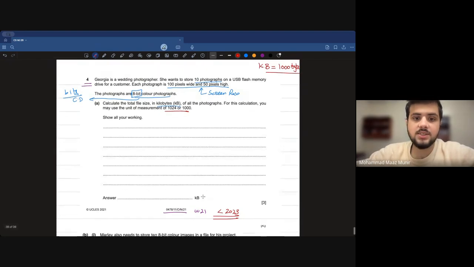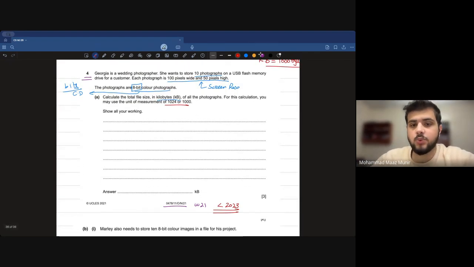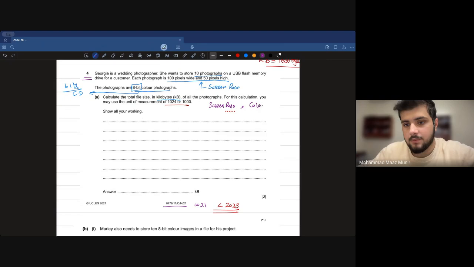So now we need to be basically just plugging in the values. So the formula was what? You need to get the screen resolution in terms of pixels, multiplied by the color depth. So let's just plug in the values. It's going to be 100 multiplied by 50 multiplied by 8. So when I calculate this, I would be getting the answer in terms of bits, right?